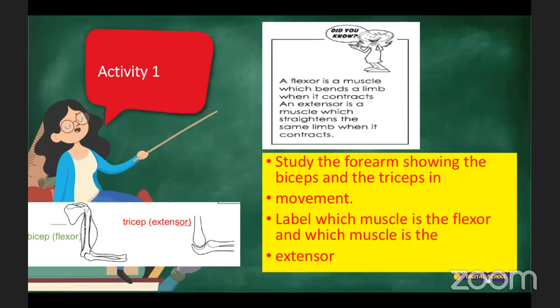Yes, thank you so much, Faith. The first one is a flexor. Then Lutando says the right one is an extender, definitely.